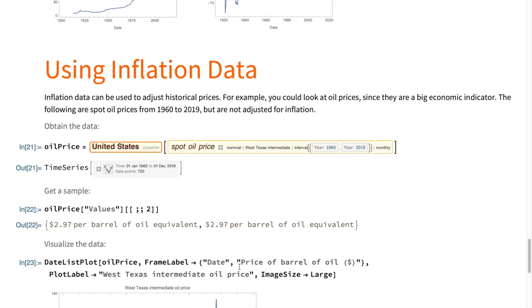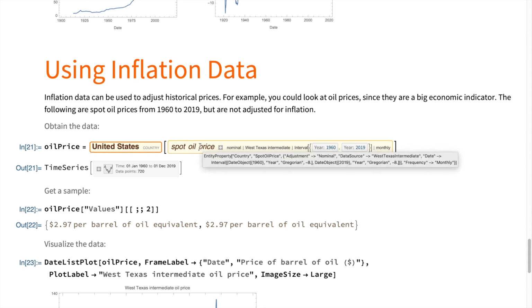Alright, enough exploration for now. How can we apply this data to a real-life problem? Remember, inflation is the rise of prices over time, so we can use it to adjust historical prices. Let's look at oil prices since they are very important to the economy.